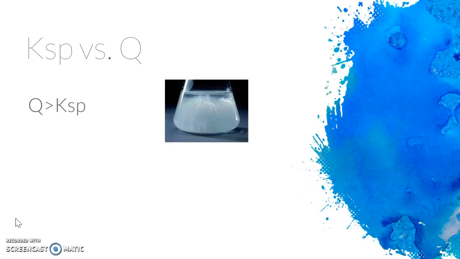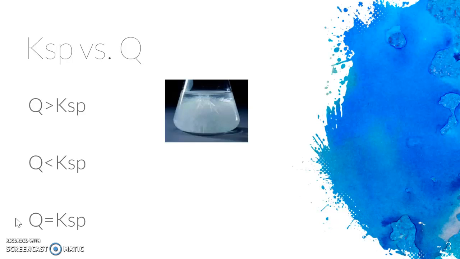When comparing the KSP value and Q, if Q is greater than KSP, the solution is supersaturated and precipitation will occur, similar to what you see in the picture. Reversal of the reaction will have to occur for it to reach equilibrium. If Q is less than KSP, the solution is unsaturated and the reaction proceeds forward. More solid will be able to dissolve.